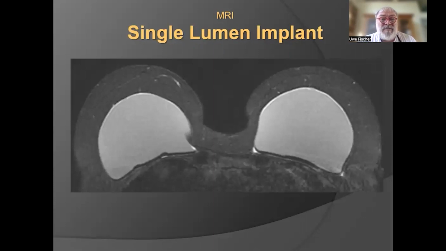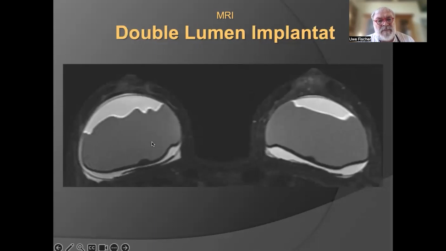We have double lumen implants as well as single lumen implants. Most implants actually are single lumen implants and look like this. This is a normal demonstration of single lumen implant with T2 measurement. This is double lumen implant on both sides. You can see the ventile in the background, as I told before, and you can see the two compartments filled with saline and filled with silicon.